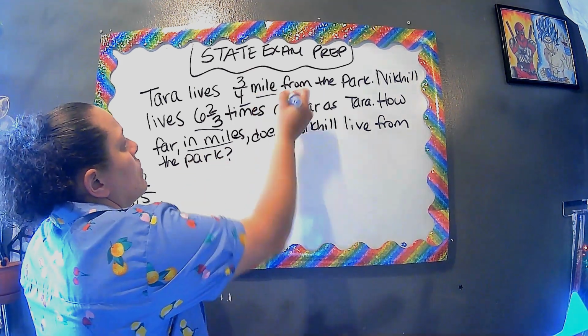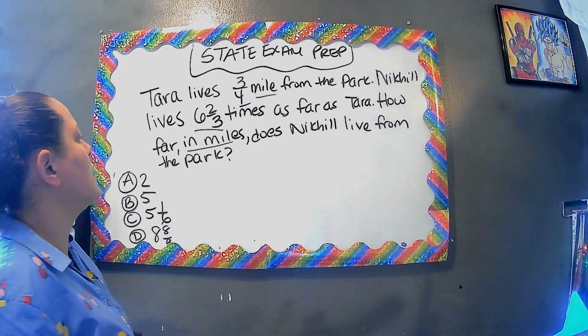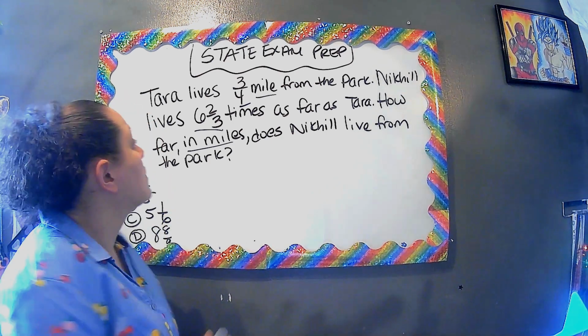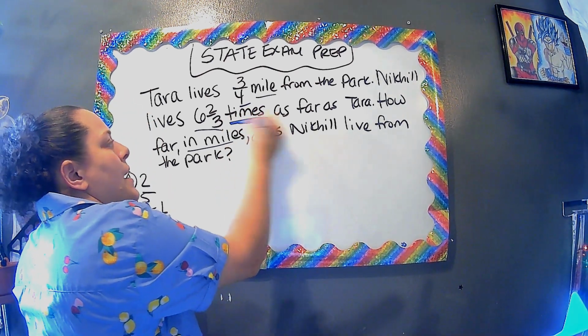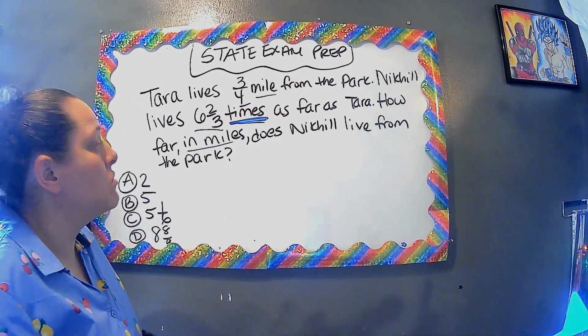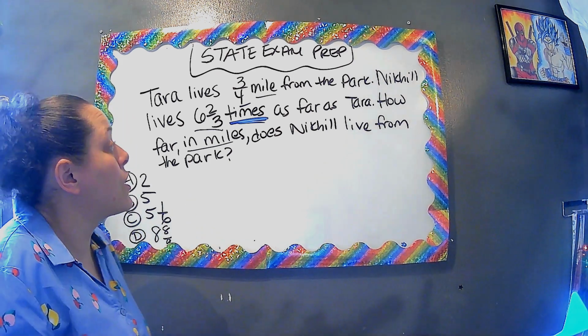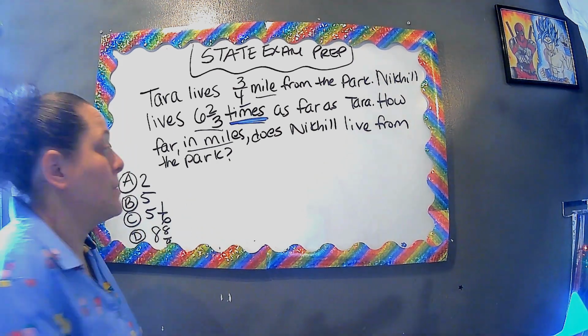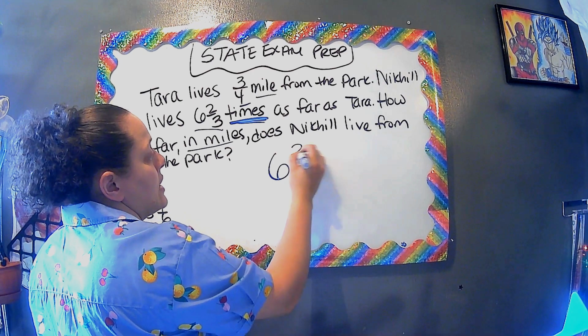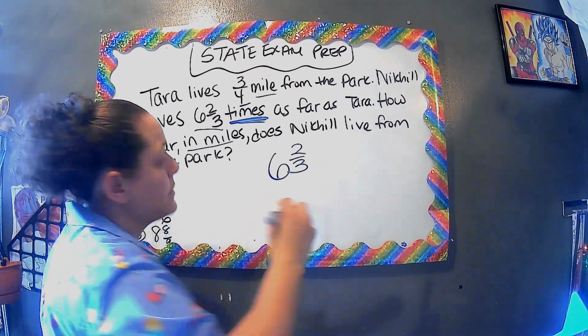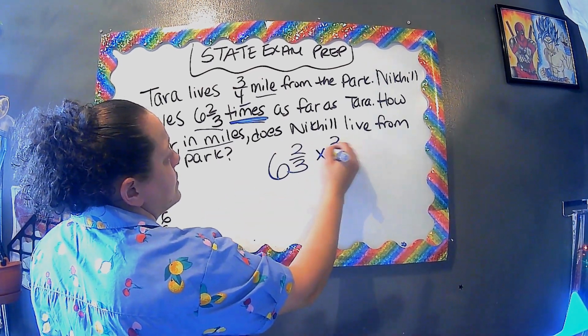Let's see. You have a mile, 6 2/3 times. So that's so far so good. Again, we see the times as far as. So this could mean that we are multiplying. And in this case, we are. So we do 6 2/3 times 3/4.